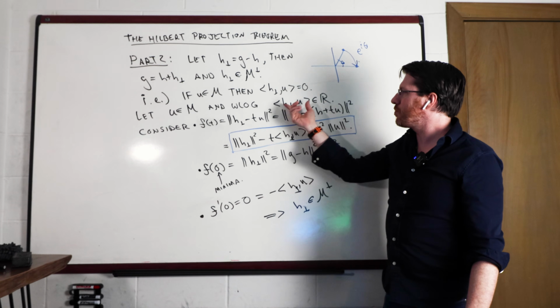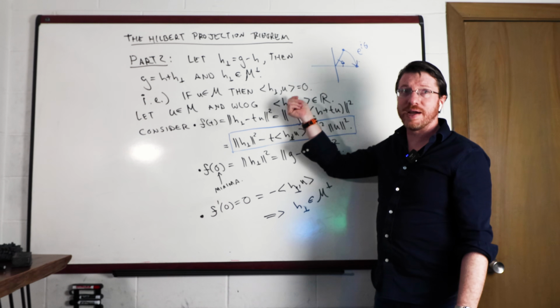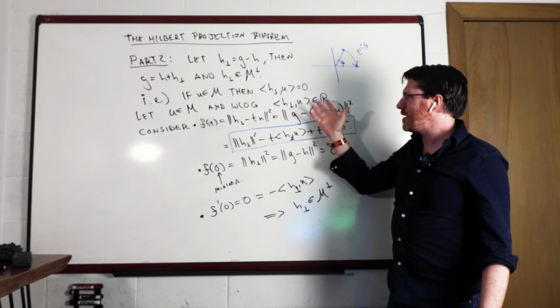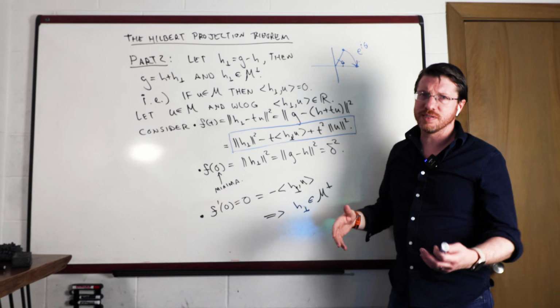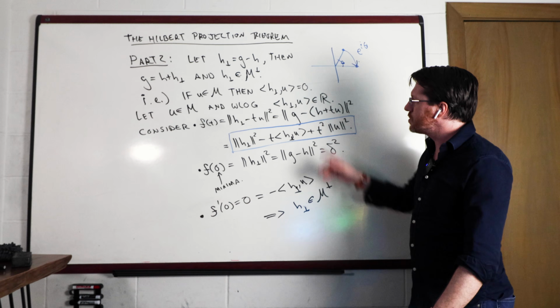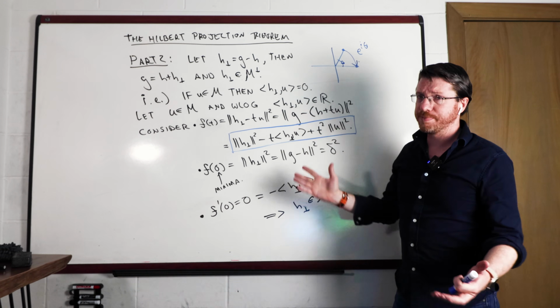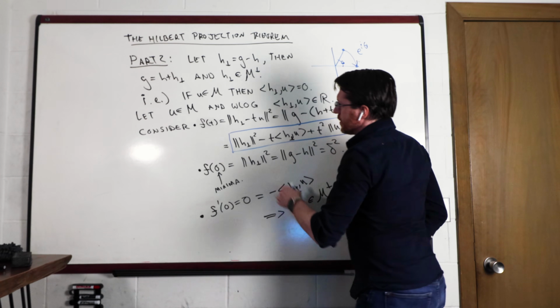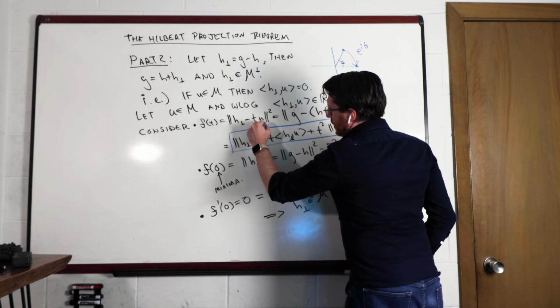And so if the inner product of this, or e to the minus i theta, was 0, then basically the other one has to be, because it's a unimodular constant that you can just take out and factor out, right? So we can assume that this guy is inside of R. Now, what we're going to do is consider this function.